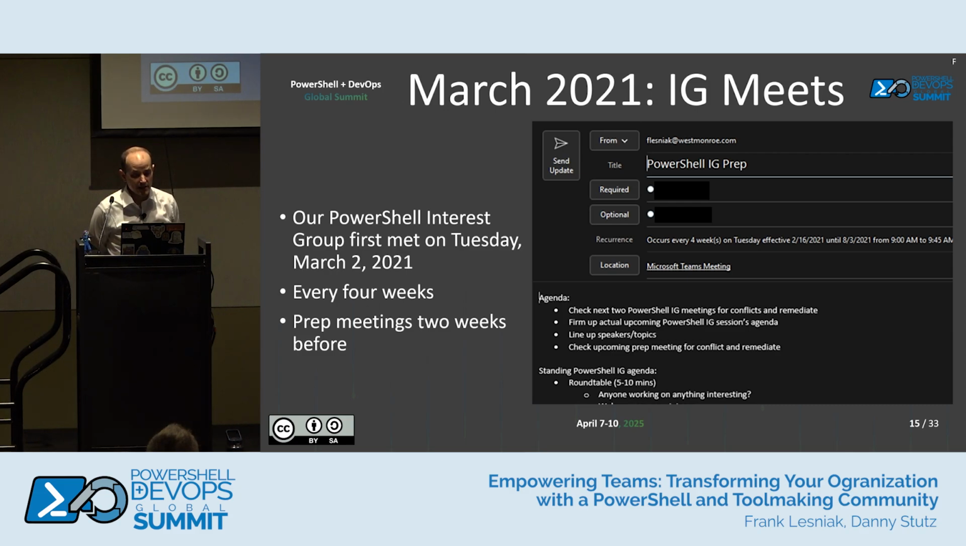But one of the things I insisted on, and we still do this today, is we always do a prep meeting 2 weeks in advance. If we can't hold the prep meeting, we don't hold the interest group meeting. That's it. I'm very strict about this. I know it's a little anal, but I think it's been one of the reasons we've been very successful with this group. Danny will talk more about that a bit later.